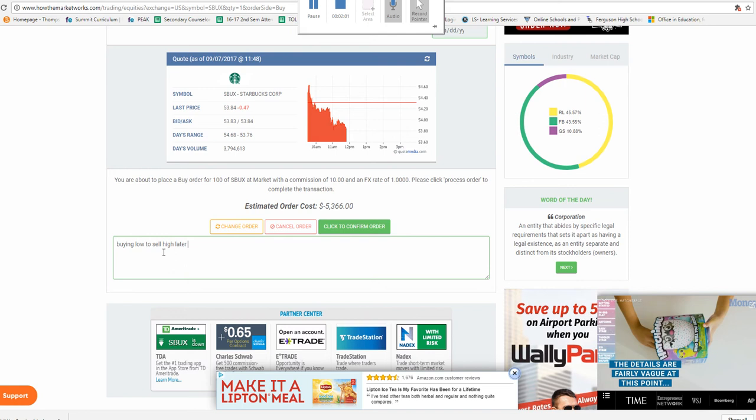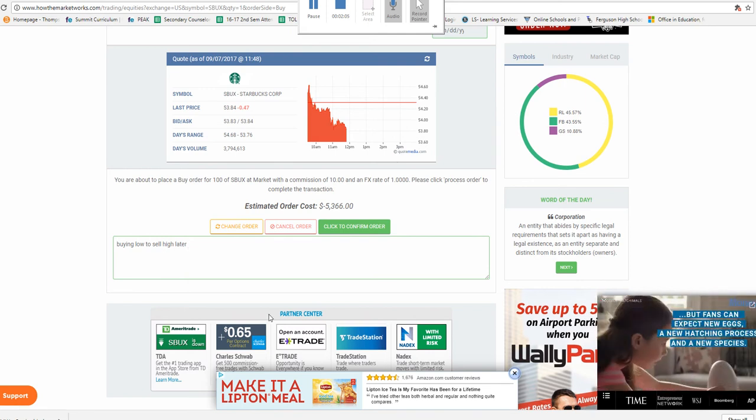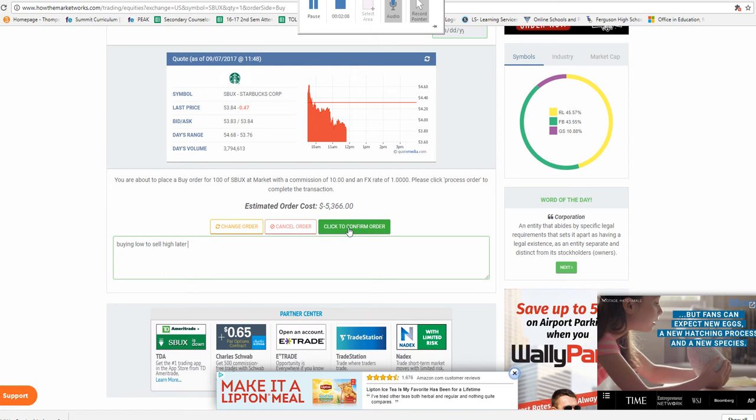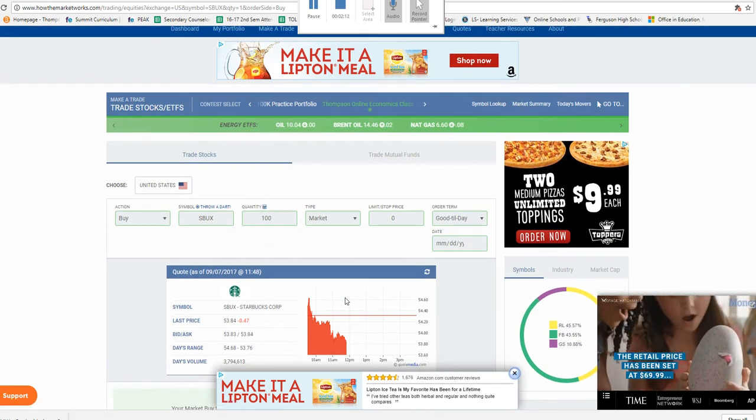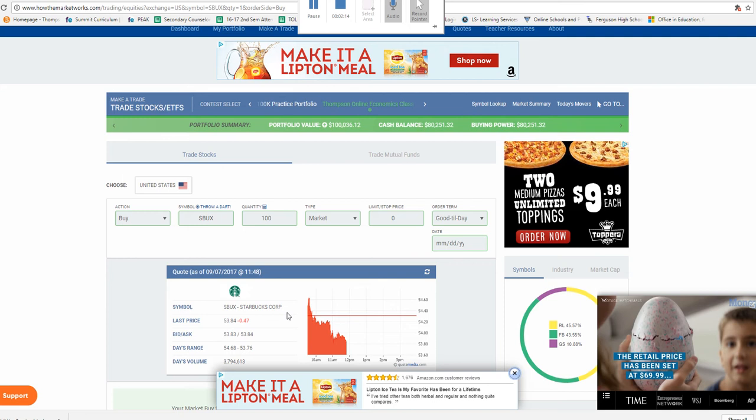Obviously, if you buy it while it's cheap and then it goes up later, which stuff usually does, right, you'll make money. Doesn't always work though. It's a bit of a strategy game. Okay, so that order was placed successfully. So I bought some Starbucks stock.